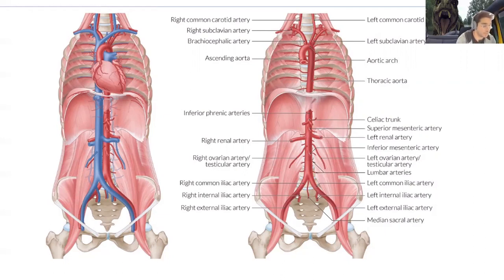Your external, guess what? It goes externally and goes to your limbs. Very simple concept, nothing too crazy about it. Now, in terms of venous drainage, it's very similar, right? Except now, instead of talking about the aorta, we're in the vena cava, right?